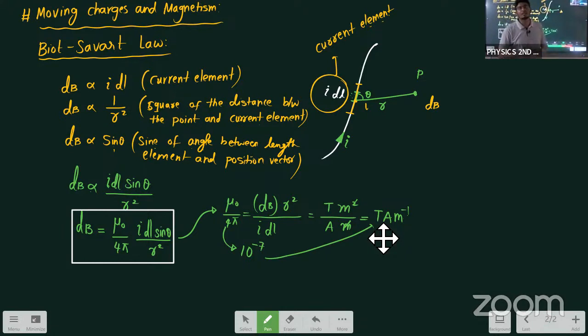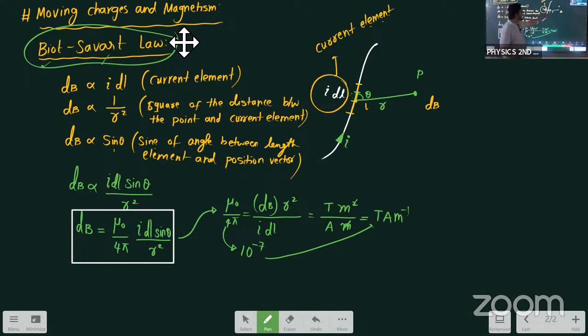Oersted said that whenever some current is flowing through a wire, due to that flowing of current through a wire, a magnetic field will be created around that wire. And what is the magnitude of magnetic field created? That was explained by two scientists. One scientist name was Biot and other scientist name was Savart. So we came to know about this law that is called as Biot-Savart law.